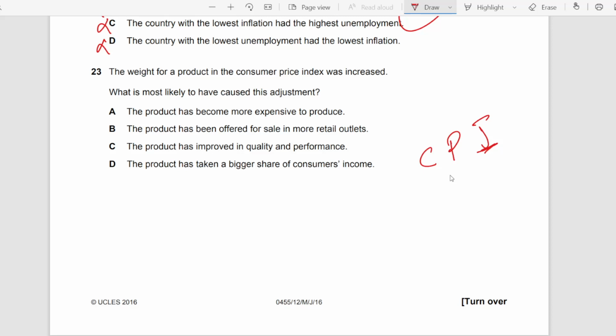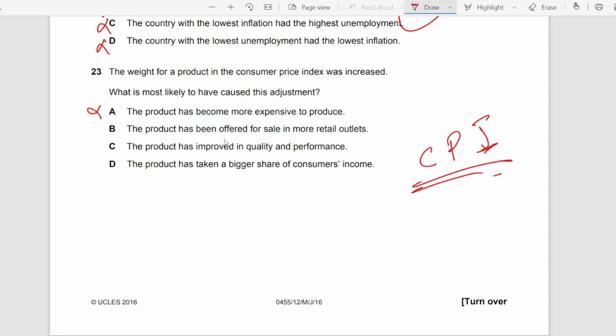So the weight of the product in the consumer price index has increased. What is most likely to have caused this adjustment? Why has the weight increased? The product has become more expensive? No, if the product becomes more expensive, the price will increase, not the weightage. The importance of the product will increase in the consumer price index when an average individual is consuming more of that product.